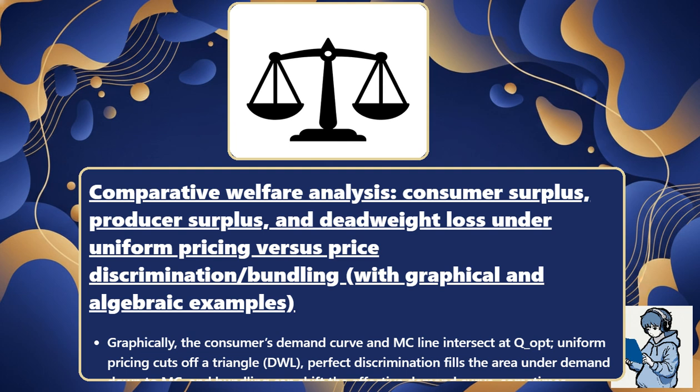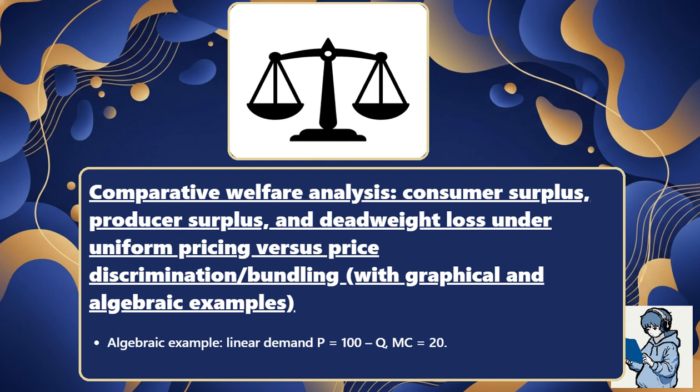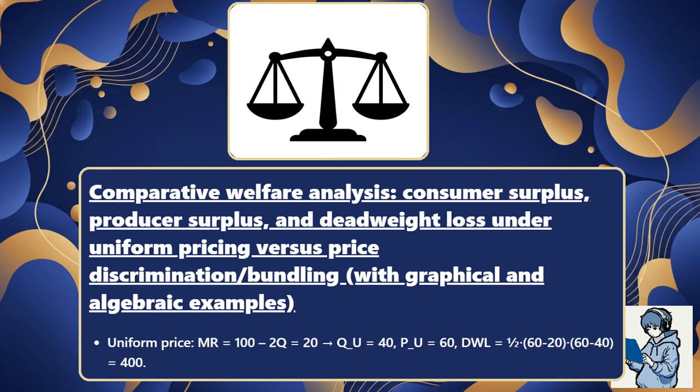Graphically, the consumer's demand curve and MC line intersect at Q_opt. Uniform pricing cuts off a triangle, DWL, perfect discrimination fills the area under demand down to MC, and bundling can shift the effective demand curve, sometimes increasing total surplus if bundle price is set close to combined willingness to pay. Algebraic example, linear demand P equals 100 minus Q, MC equals 20. Uniform price, marginal revenue equals 100 minus 2Q equals 20 leads to Q_U equals 40.